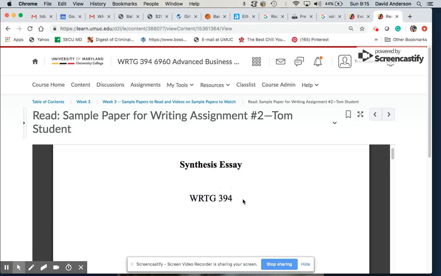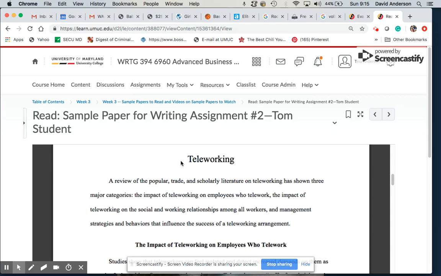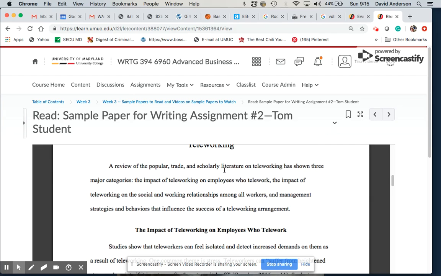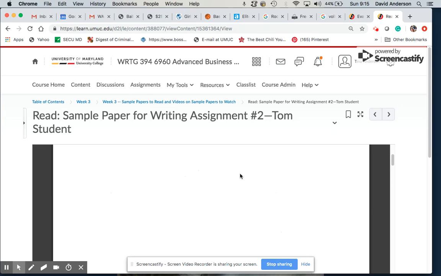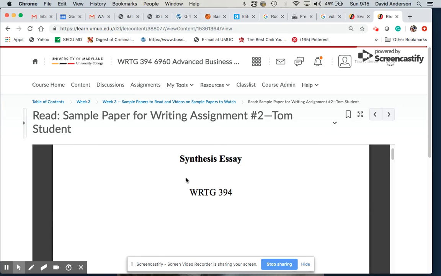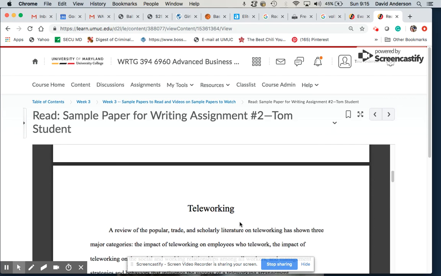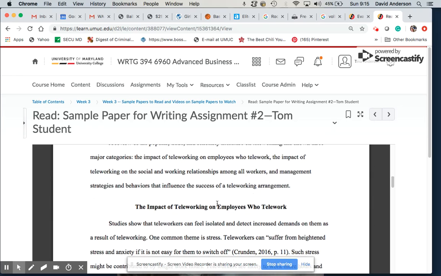So you want the title, you can put the course number and then your name at the bottom. And then if you take note of how this is formatted. So this is the title of the paper. He didn't include that. Usually it says synthesis essay, maybe colon, and the title of the paper. So this would be teleworking. And then this is the general topic. And then these are the 3 subcategories.